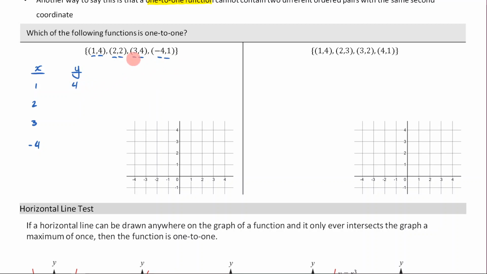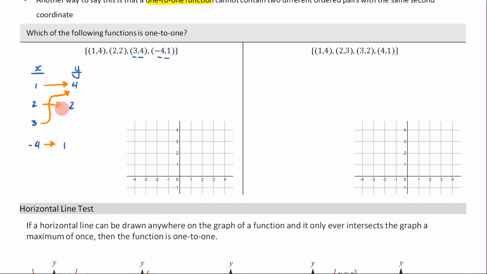So I've got 4, 2, 4, so I'm not going to write that again because I've already got it there, and then 1. Okay, let's see now what's happening here and what maps to what. So this 1 corresponds to this 4 because that's what that coordinate is telling me. This 2 corresponds to this 2 because that's what that coordinate is telling me. And then do you see how 3 also goes to 4? So this is the important part right here. I have 1 and 3 both going to 4. And then finally I have -4 and 1, so it's just down here.